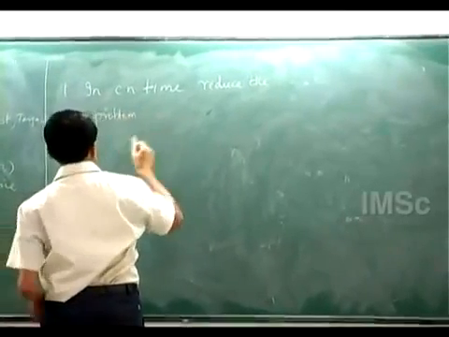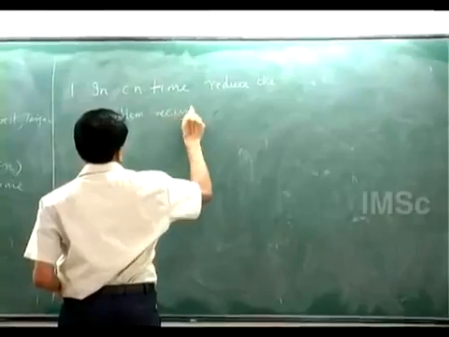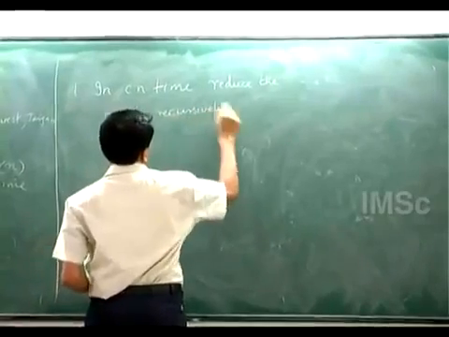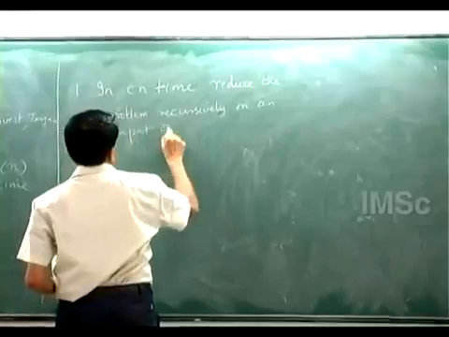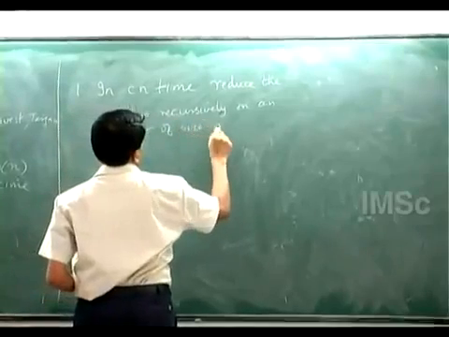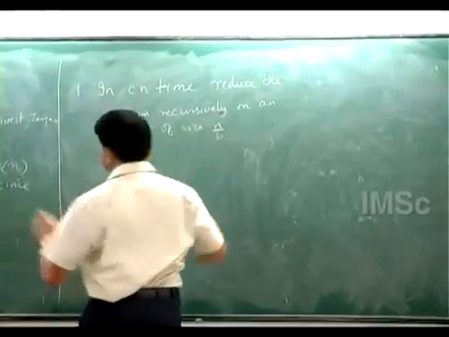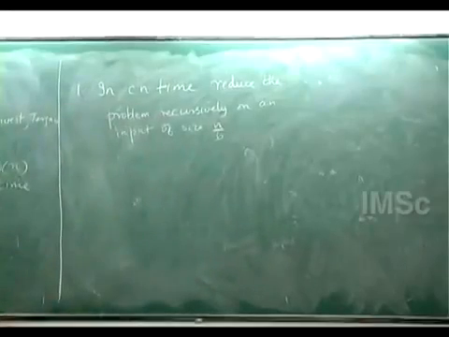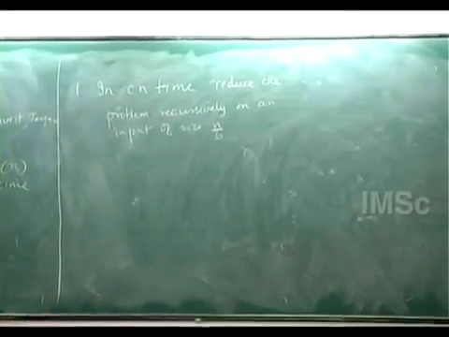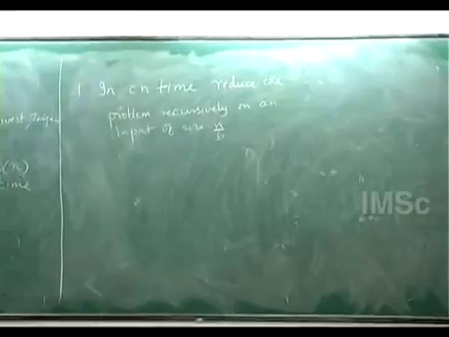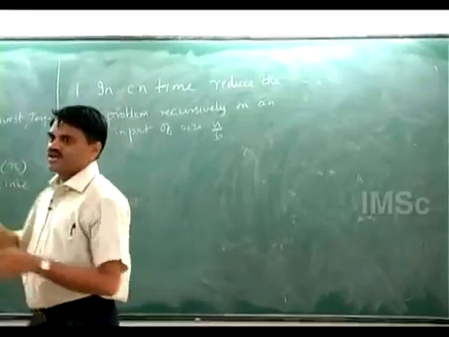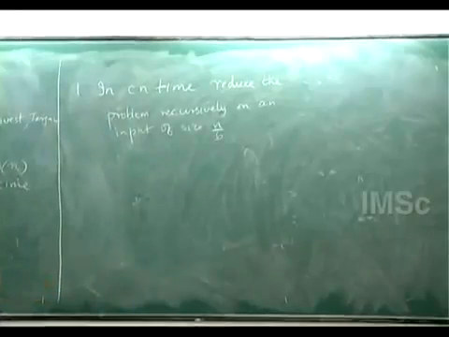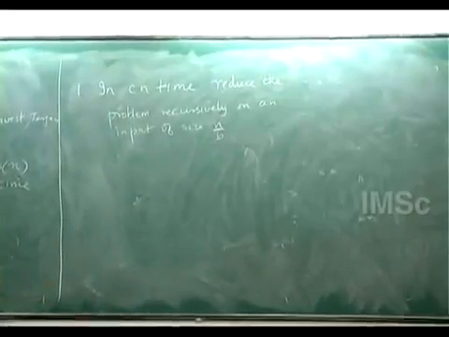Reduce the problem recursively on an input of size n by some fraction. If you manage to do that, we fall into this recurrence and you have a linear time. So this was something available to them at that time. They had seen these recurrences and solutions. So this is what we need to get.